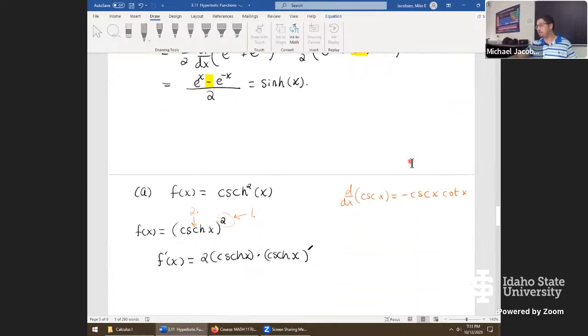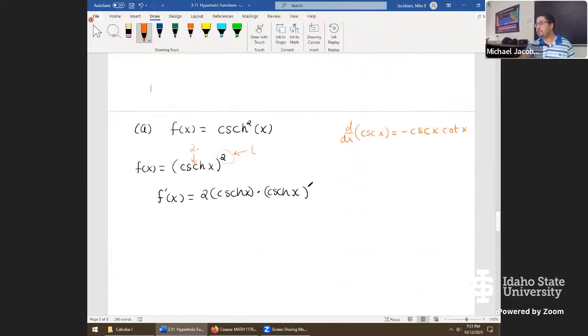That's the major difference. So for this one here, the problem will end by saying f prime at x is equal to 2 cosecant h of x times, now this part will be the derivative. Let me highlight it this way just to express it.